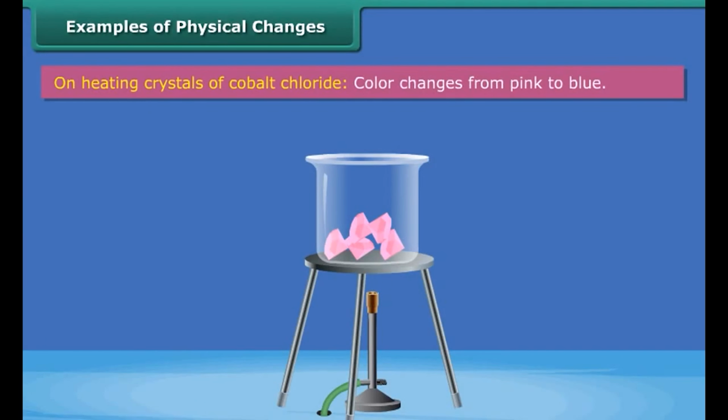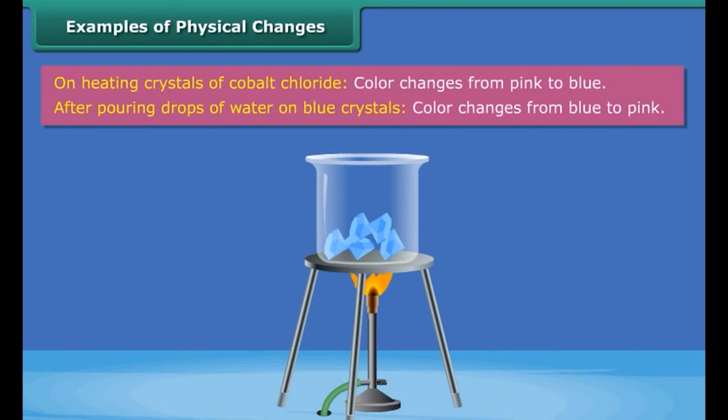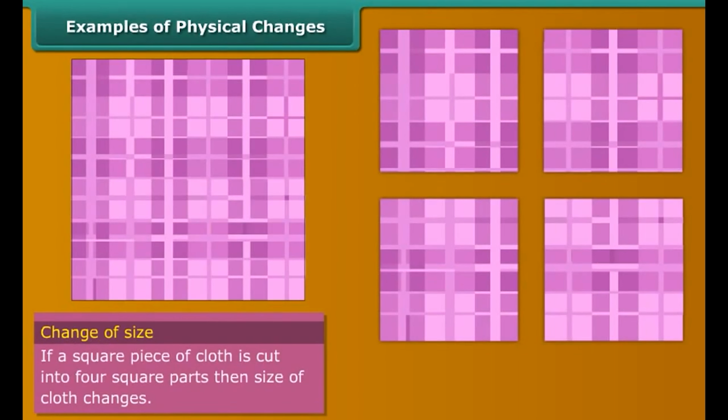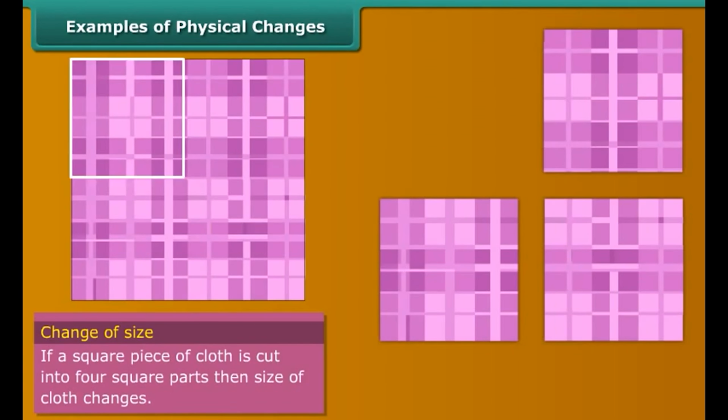Let us take crystals of cobalt chloride, which are pink in color. On heating, these crystals change to blue. When some drops of water are poured on blue crystals, they regain their pink color. Children, cut a piece of cloth in 4 square pieces. Now compare the size of one piece of cloth with original piece of cloth. But the properties of the cloth remain same. So this is a physical change.